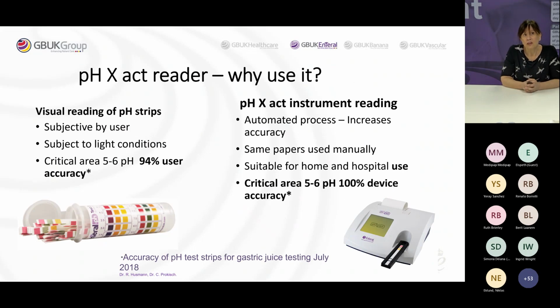So why use the pH exact reader? It's to automate the process and increase the accuracy of the process. In tests, at the critical point of a pH of between 5 and 6, when users were reading the strips, they were getting 94% accuracy, and that's in the most critical area between a pH of 5 and 6. When using the device, it was 100% accurate in this critical area. So it will take the anxiety out of the process, it will take the human error out of the process, and it's 100% effective at that critical point.